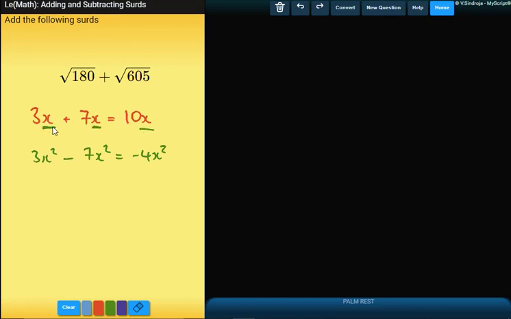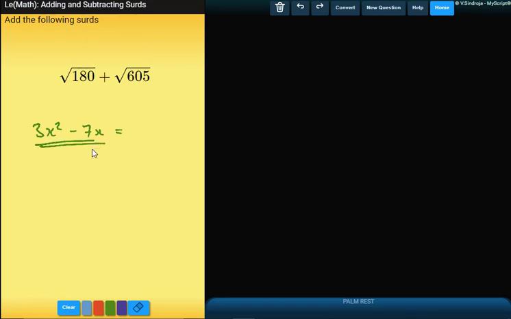You can only add an x with an x or take away an x with an x, but you couldn't do something like 3x squared take away 7x. You can't really do much with that in terms of adding and taking away. You can factorize things, but that's really it. It certainly doesn't equal minus 4x squared or cubed or anything like that.